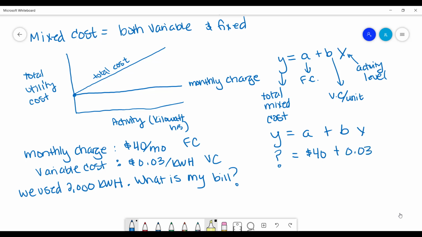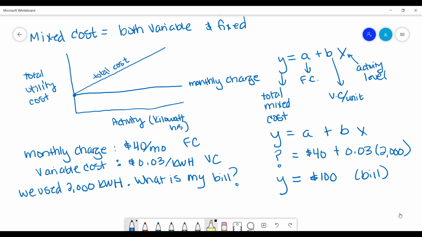Yes, I'm charged 3 cents per kilowatt hour. Do I know X, my activity level? In other words, in this case, my activity level is number of kilowatt hours. Well, it says we used 2,000 kilowatt hours that month. Can I now figure out Y, which is my total mixed cost or my total cost? Yes, I can. We're going to do 3 cents times 2,000 kilowatt hours. Okay, so that should come out to $60, I believe. Add 40, and we get $100. So that's my total bill, is $100.